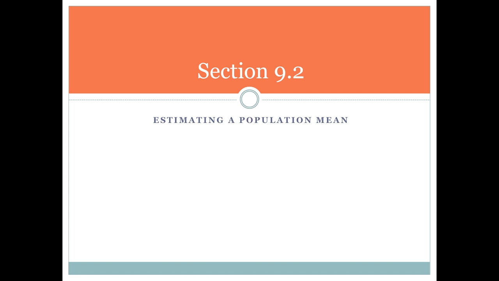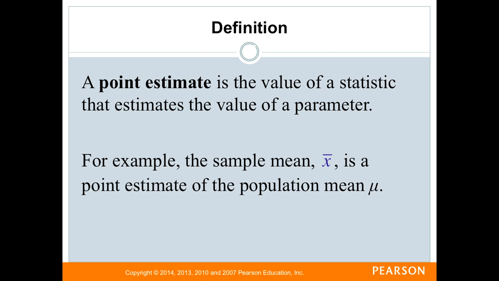Okay, now let's take a look at section 9.2. So this is about estimating a population mean. 9.1 was all about population proportions. 9.2 is all about population means. Now, you'll know from chapter 8 what the difference between those two things is, and we have some different formulas that we're going to have to use based on if we have a population proportion or a mean.